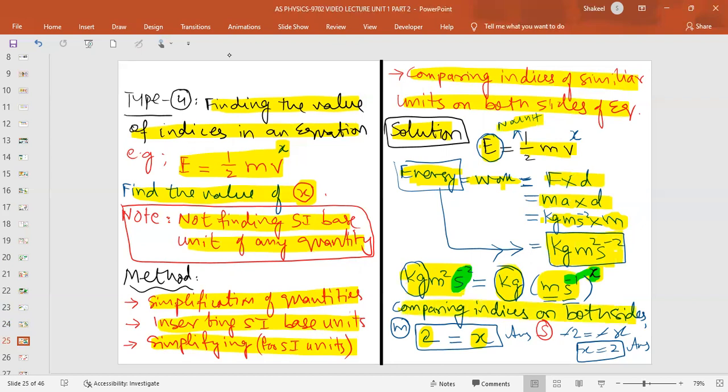So you have to compare indices of similar units on both sides. Let's compare indices of meter. On the left hand side, the meter has a value of 2, and on the right hand side, the meter has a power of x. So x equals 2, right? So you got the value of x. Similarly, you can compare the indices of s on both sides. On the left side it is -2 for s, and on the right side it is minus x. So the minus cancels away, and you get 2 as the answer. That's how we can pick the answer.